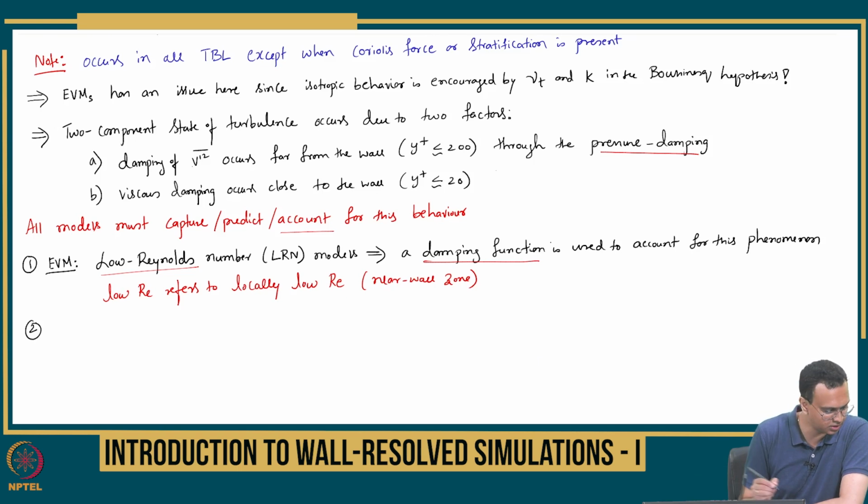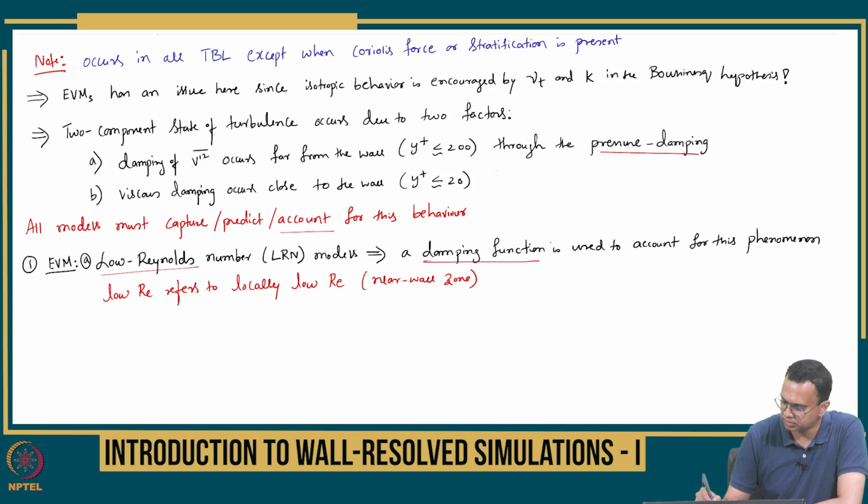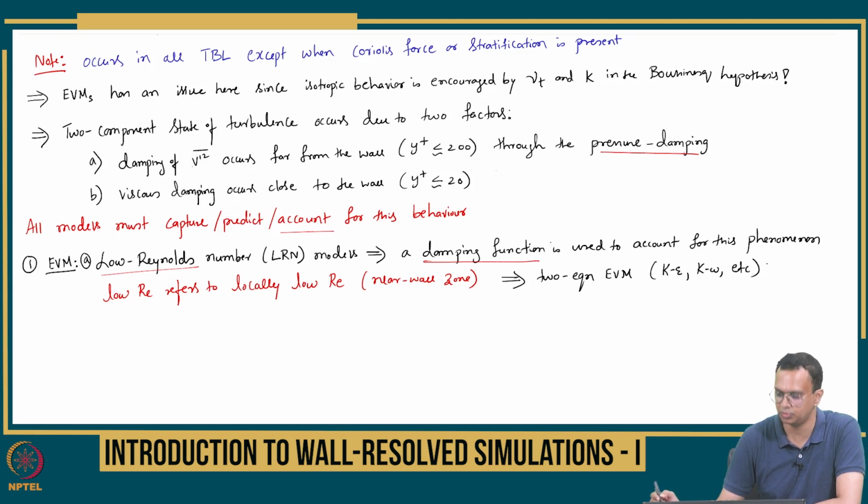So this is option A, where you are having the two equation eddy viscosity models, that is your K epsilon, K omega, etc. Any other type of two equation models.